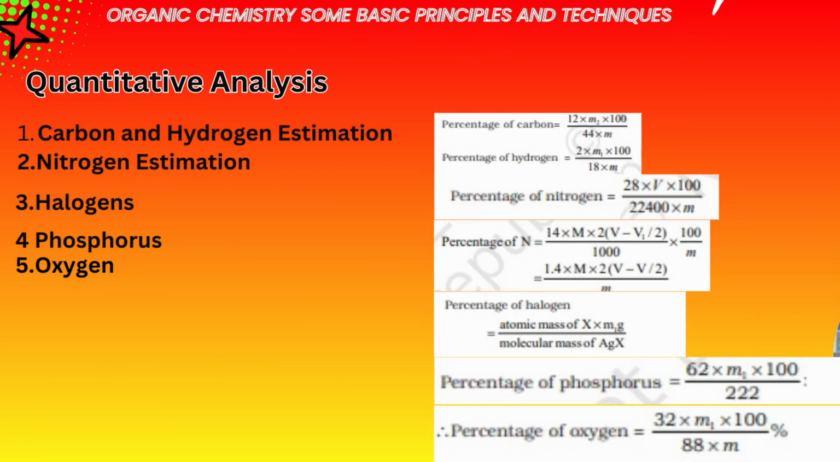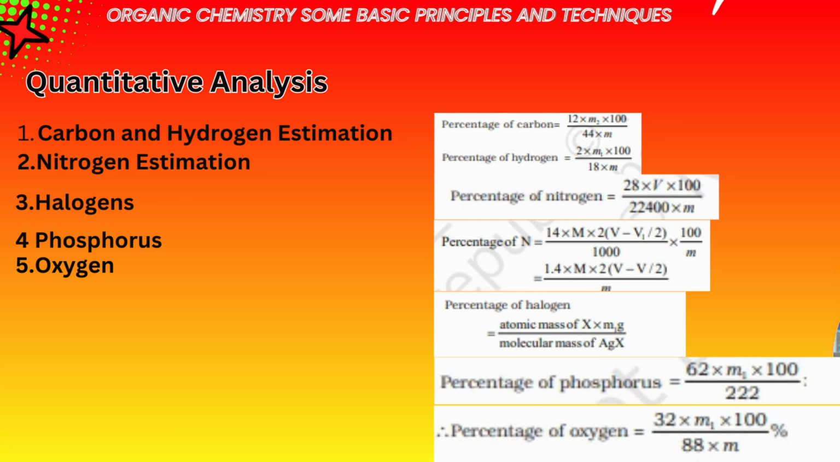form Prussian blue. Quantitative analysis plays a crucial role in organic chemistry. It helps chemists determine the mass percentage of elements in a compound, which is essential for calculating empirical and molecular formulas. Let's explore the key methods used for analyzing different elements in organic compounds.